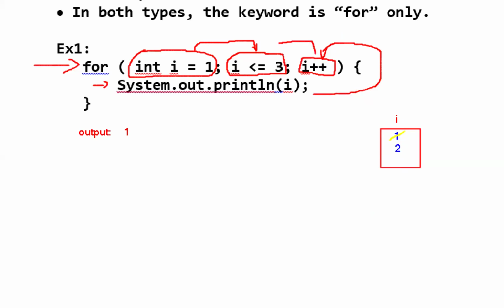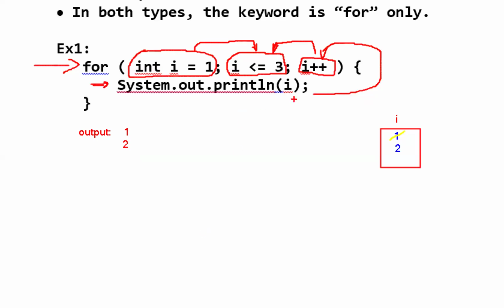Again, it goes to the condition part. Check the condition. What's the current value of I? 2. Is 2 less than or equal to 3? True. True means we'll execute the statements. What's the statement? System.out.println of I. What's the value of I? 2. So in the output, 2 will be printed now.